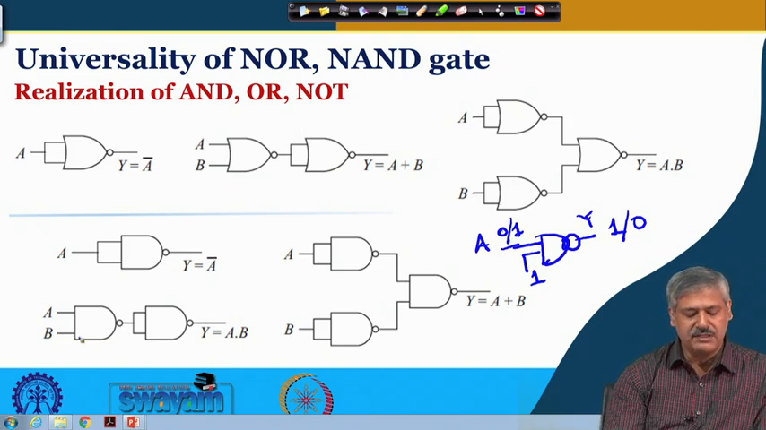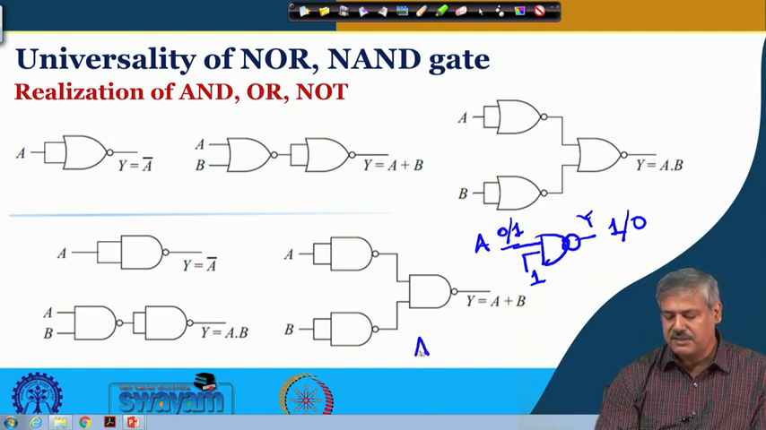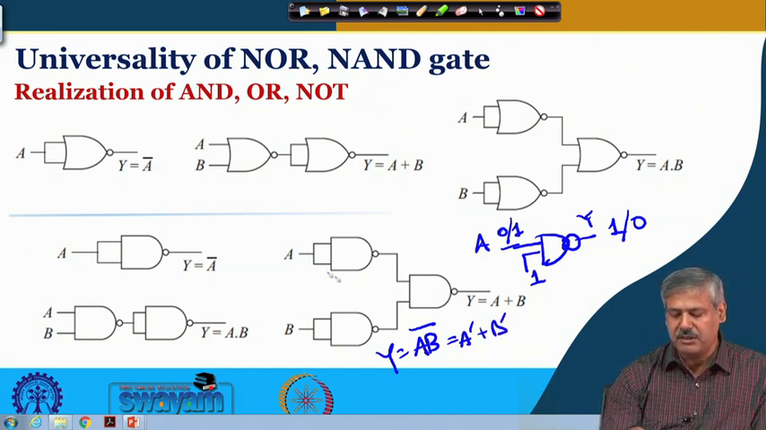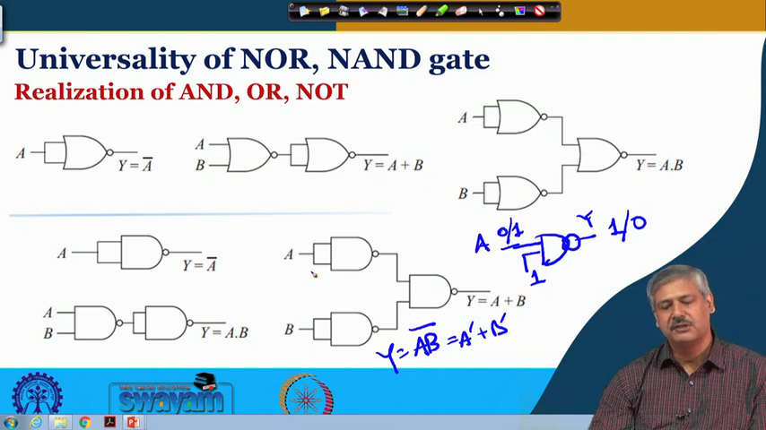And AND operation is NAND followed by NOT, and OR operation again we follow the De Morgan's theorem, right. Y is equal to AB prime is equal to A prime plus B prime. So, if you send primed version of it, complemented version of it, you get OR operation. Okay, clear?